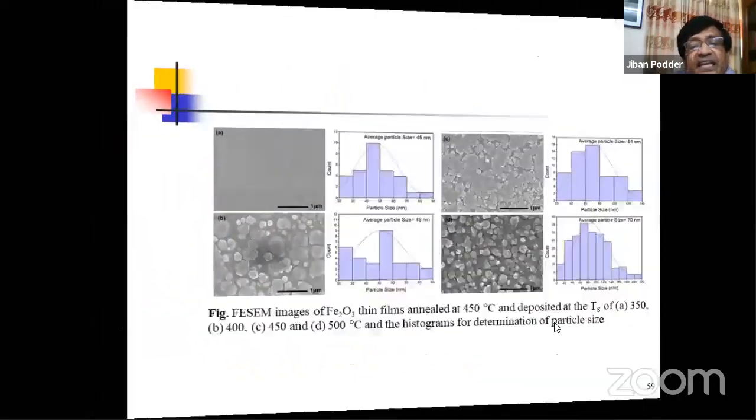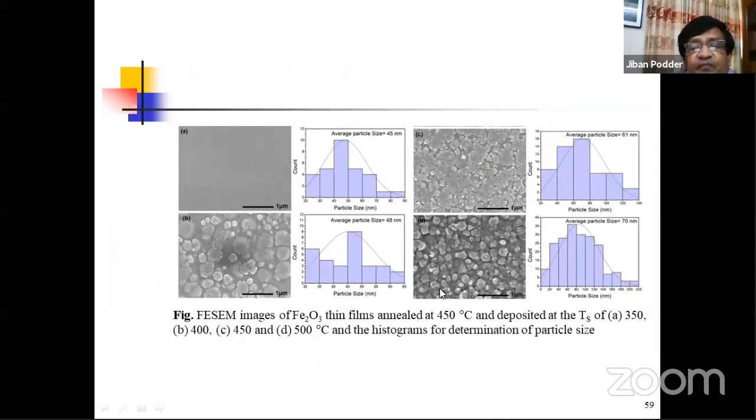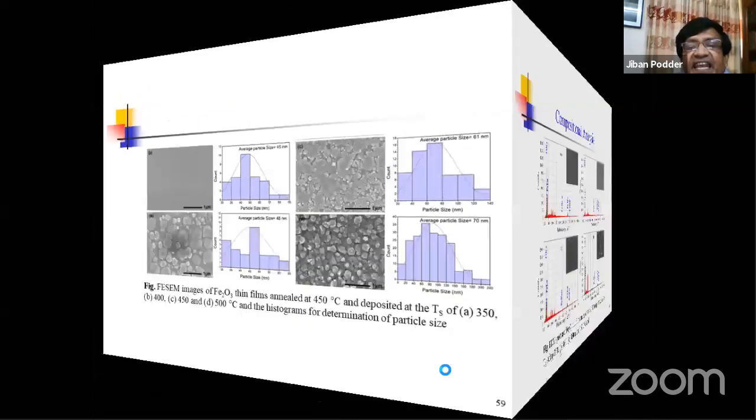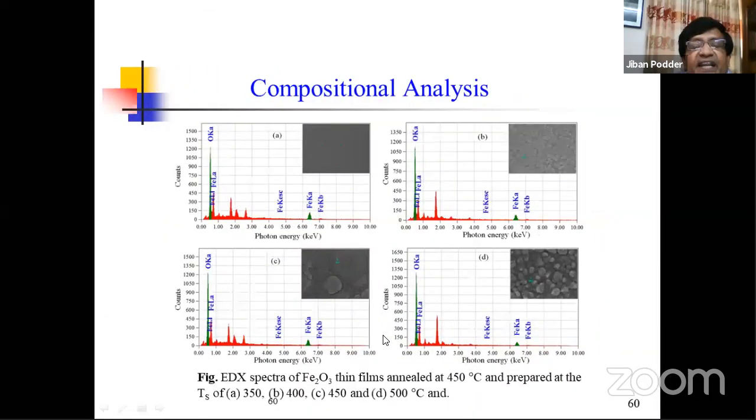So this is again the 450 temperature annealed. After annealing, there is an effect of annealing temperature on the film's morphology. Here you see annealed at 450 degrees; 450 is the annealing temperature, and we see the distribution of the particle size here. We calculated the elemental compositions from the EDX study. So this is the EDX spectrum.